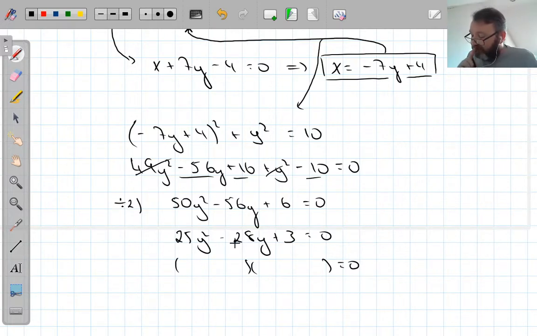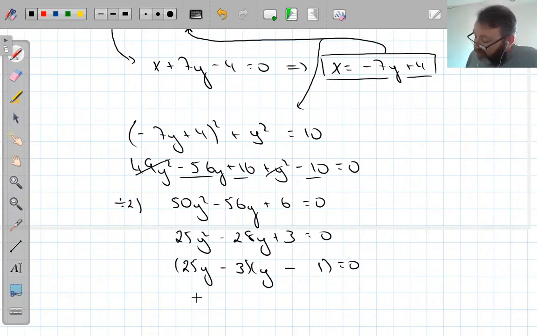Now I want 28, so I'm going to have, let me see, 25 times 1. Yeah, I'm going to have 25y and y, and I'm going to have 3 and 1. Because 25 times 1 is 25, 3 times y is 3y, 25 and 3 is 28. And both of them are to be negative, which gives me the first answer. y is 3 over 25, or y is equal to 1.